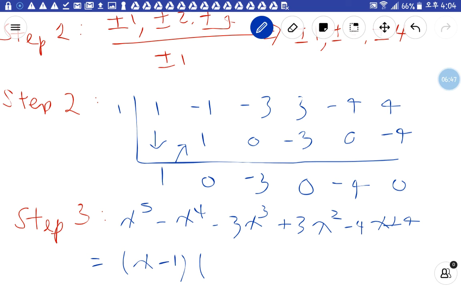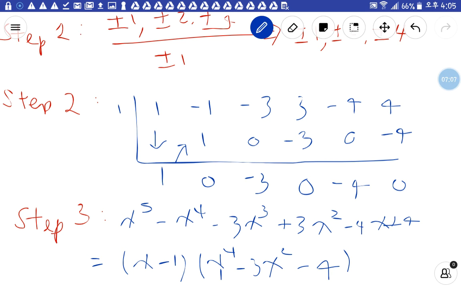What is it? I had a quintic. Now I divided by x minus 1, so that will be a quartic. I start with x to the 4th power. The x cubed term is not shown because I got 0. Then x squared, and then the x term is nothing, and minus 4.